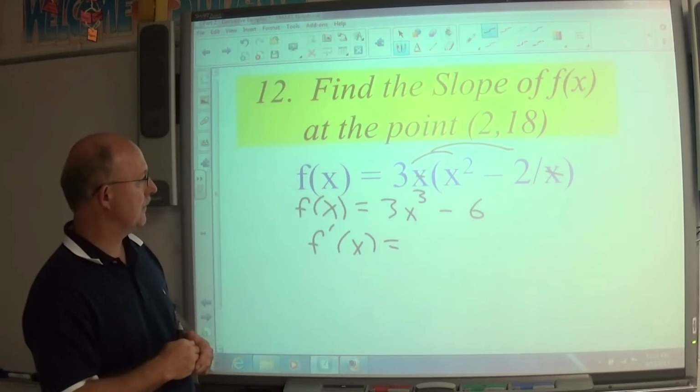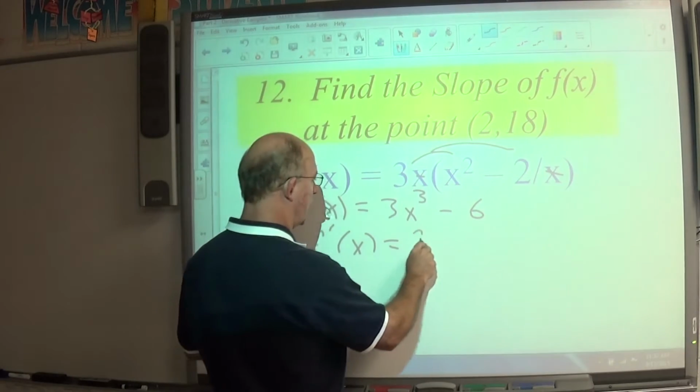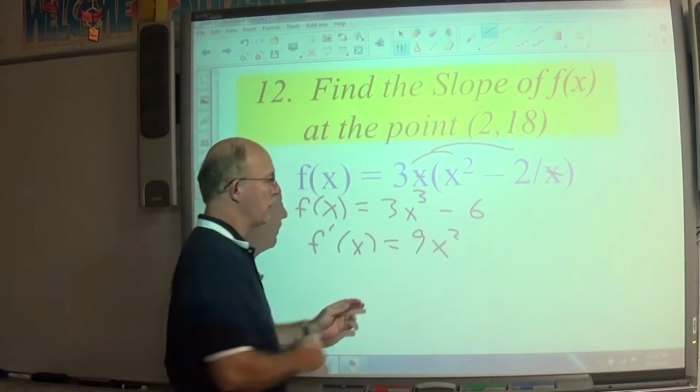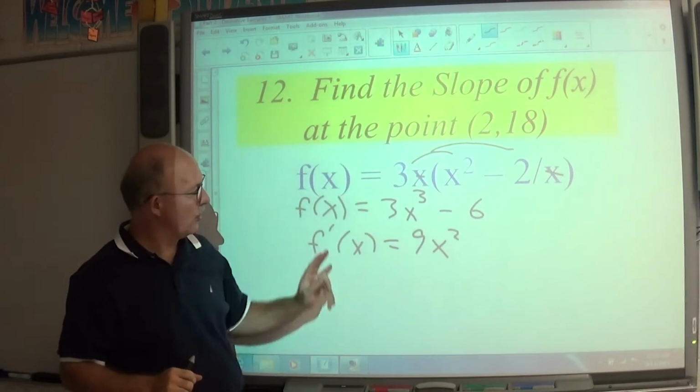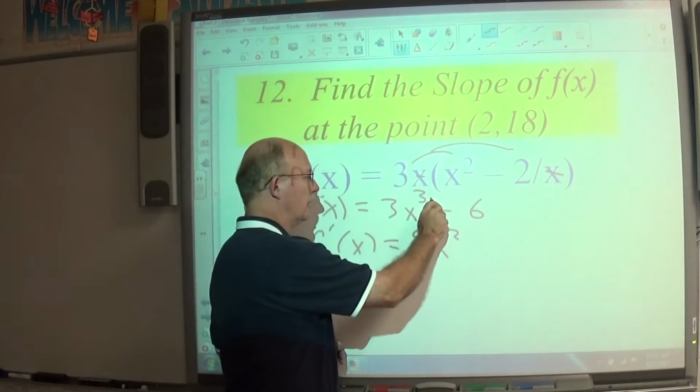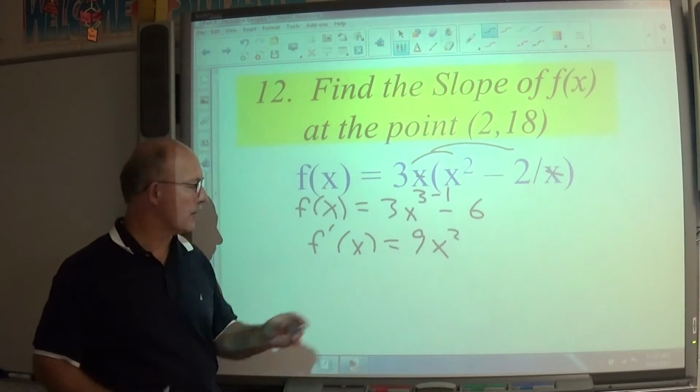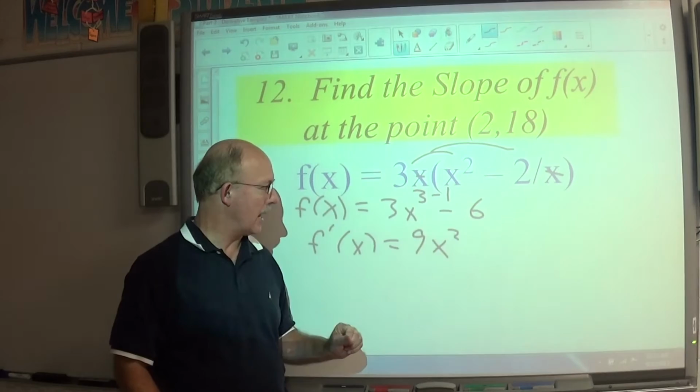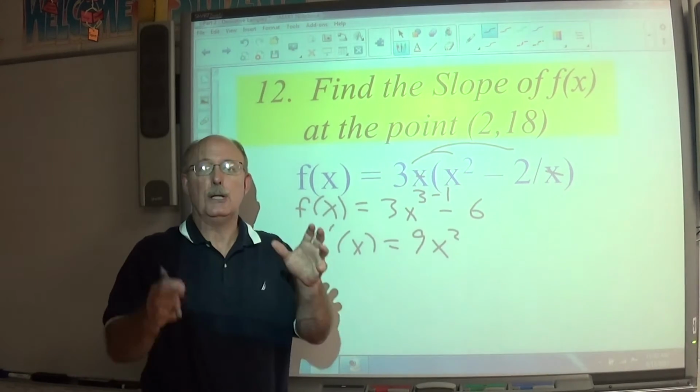the derivative of 3x cubed will give us, what, 9x squared. Once again, multiply the exponent times the coefficient, subtract 1 from your exponent. So you have to subtract 1 from your power, and that'll give us 9x to the 2nd power. Remember, the derivative of 6 is 0.